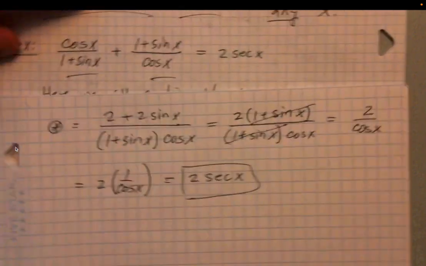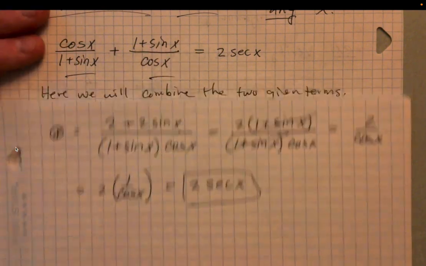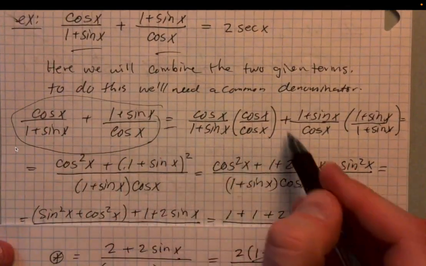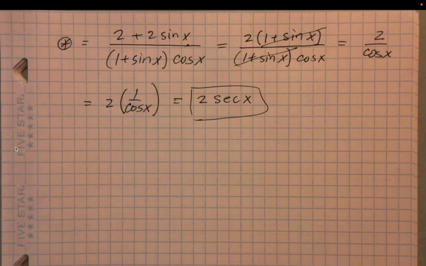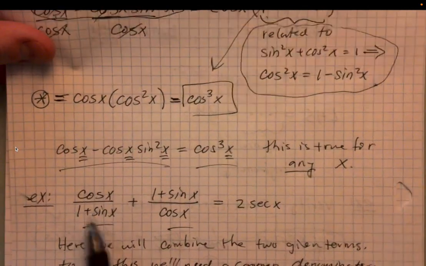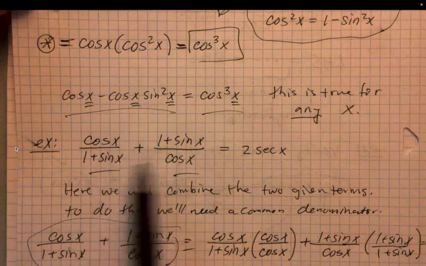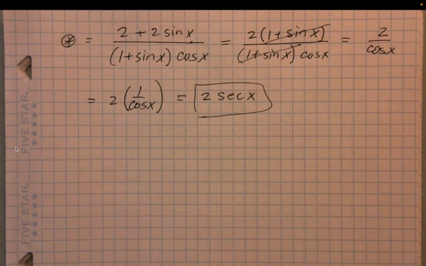So you can see, if I bring this back up, we started with cos x over 1 plus sine x plus 1 plus sine x over cos x. We started this whole long deal right here, and everything just equals all the way until it gets to here, and we say that it's equal to 2 times the secant of x. Okay, so this is a great example of getting that common denominator, starting with an expression that has two fractions in it with different denominators. We'll combine the denominators and see what kind of opportunities open up. That's a very common technique that you'll come across.